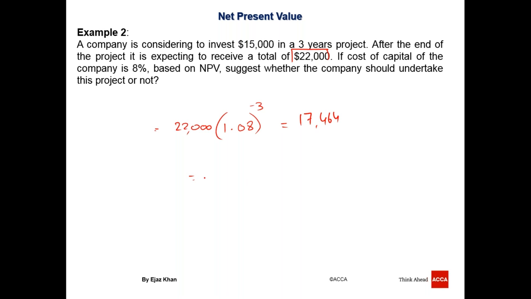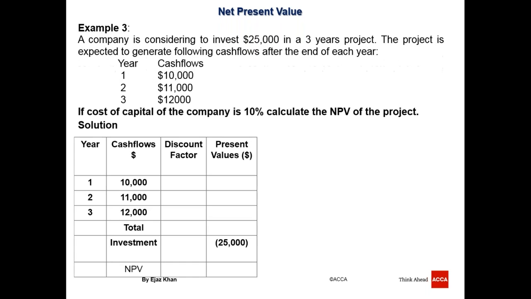So this is what should be invested at maximum for this project, whereas the required investment is less than this, and it will give a positive NPV of 2,464. Therefore, it should be accepted on financial grounds. So let's move towards the next example, example 3.